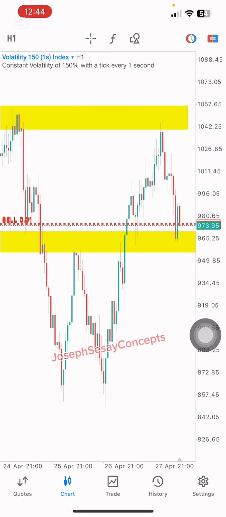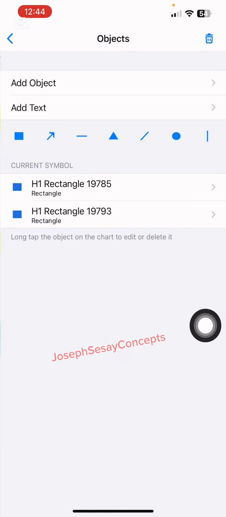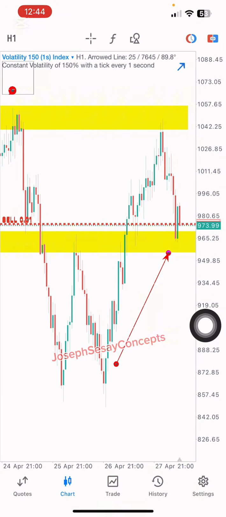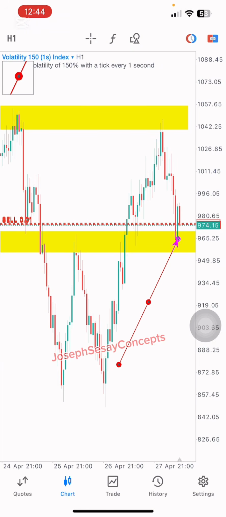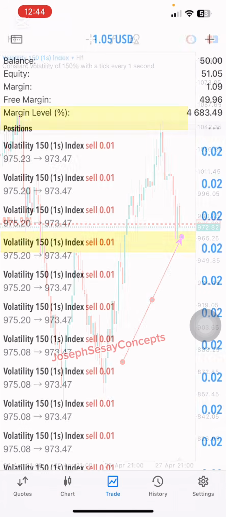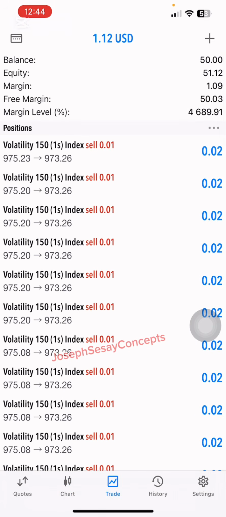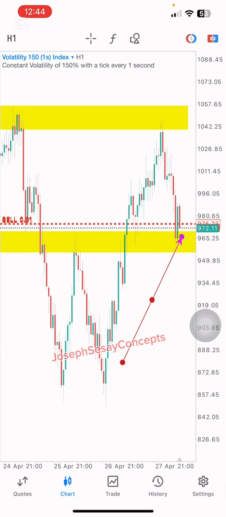So now we have entered. What are we expecting? I'm expecting price to break all the way down to this particular point here. I might even add more positions again, but now I'm expecting price to just come here again. We need to take this account to $60. When this account is $60, it means we are done for today.